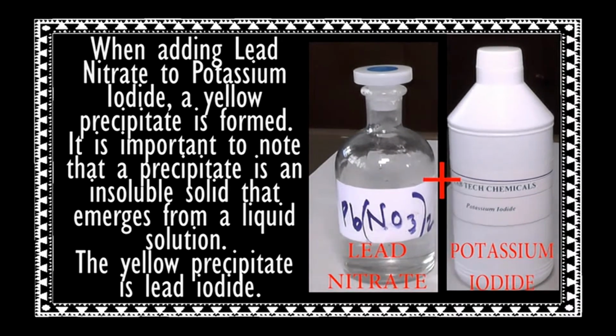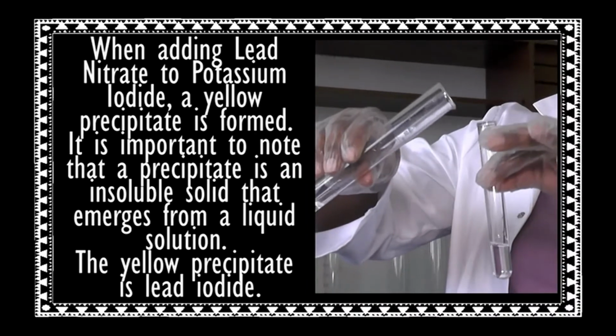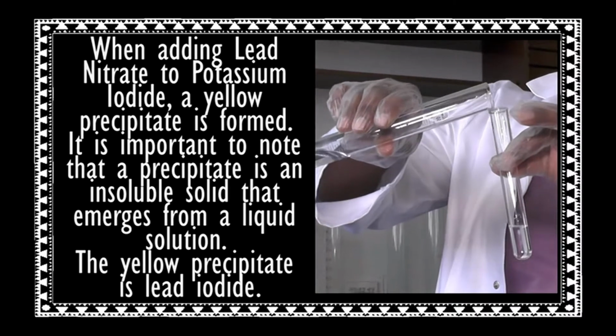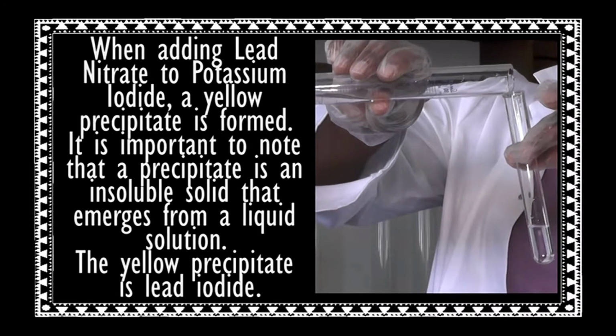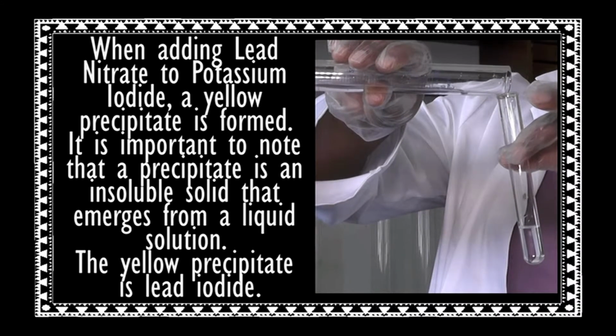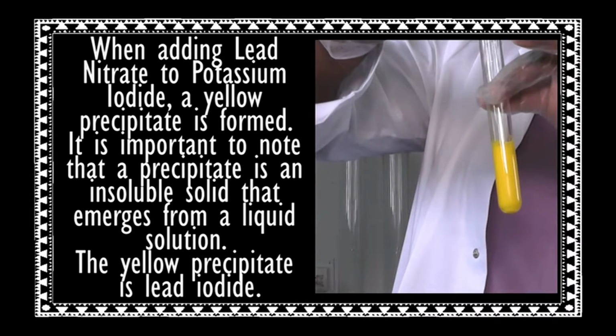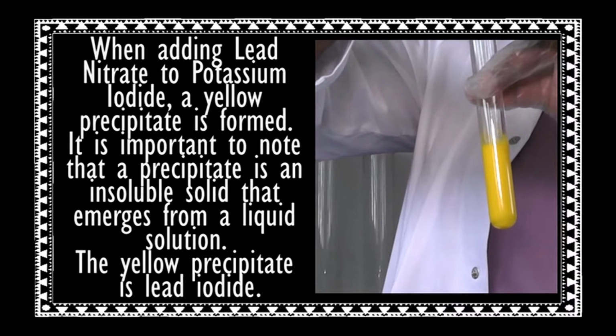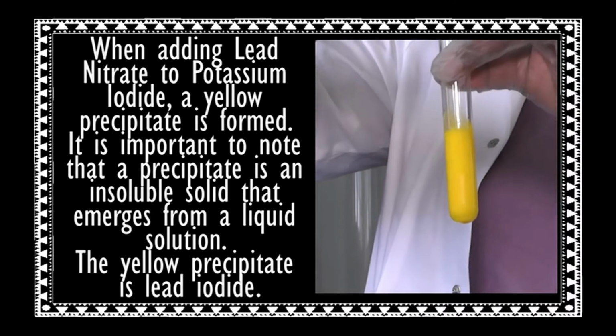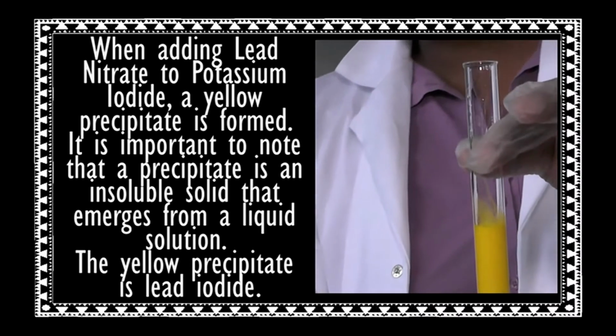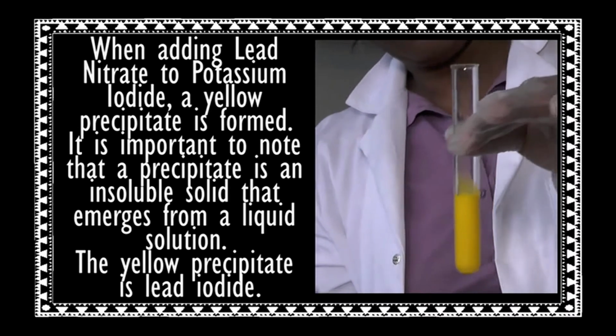When adding lead nitrate to potassium iodide, a yellow precipitate is formed. It is important to note that a precipitate is an insoluble solid that emerges from a liquid solution. The yellow precipitate is lead iodide.